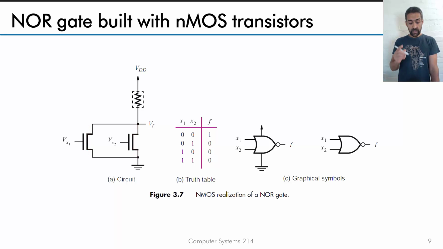The other side of it, if both of these are off, so neither of them are conducting, it means we have an open circuit here, we have an open circuit here, and because we have two open circuits, the current that flows through here does not know where to go. It can go nowhere.